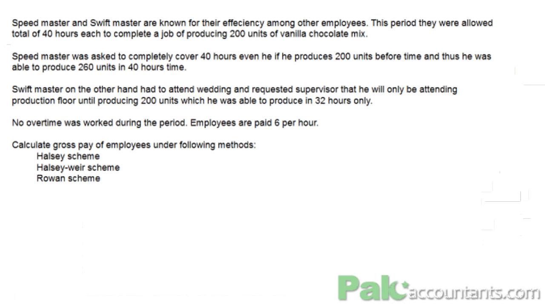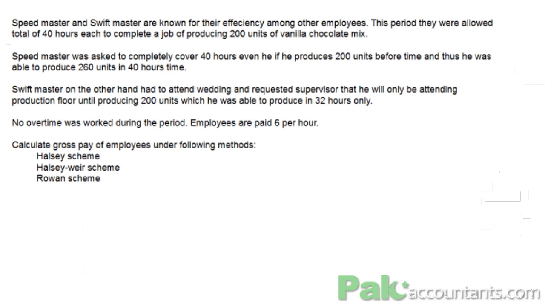he was able to produce 260 units in 40 hours time. Swiftmaster, on the other hand, had to attend a wedding and requested the supervisor that he will only be attending the production floor until producing 200 units, which he was able to produce in 32 hours only. No overtime was worked during the period. Employees are paid $6 per hour. Calculate the gross pay of employees in the following methods. Okay, in this question we have two employees and the way they are working and the output is a bit different from each other.